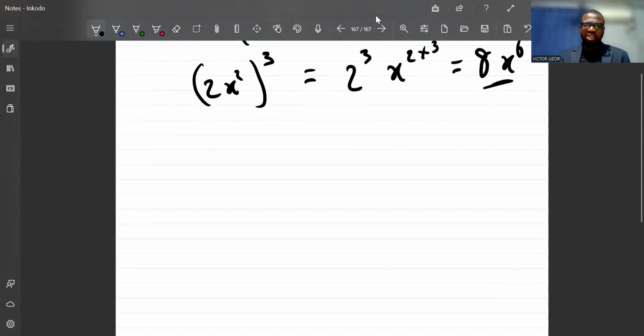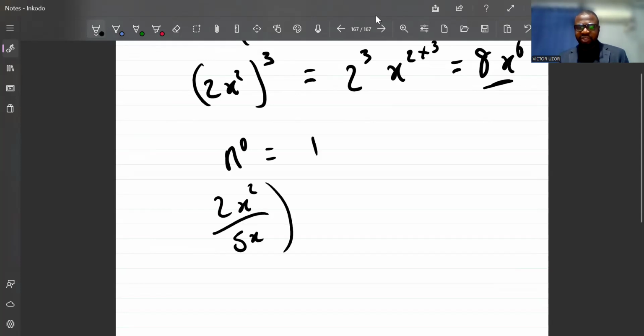Another one is the zero index. Zero index means when you have n raised to power 0, or whatever raised to power 0, it is 1. If I have 2x squared over 5x raised to power 0, once you see anything raised to power 0, know it's 1. I love this law because it's my favorite law to make use of.